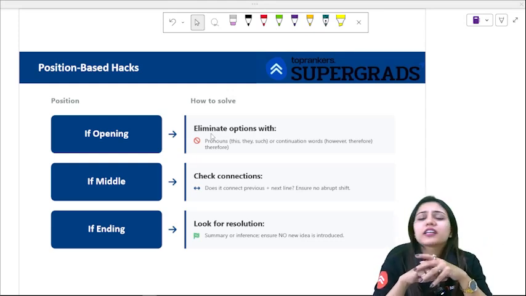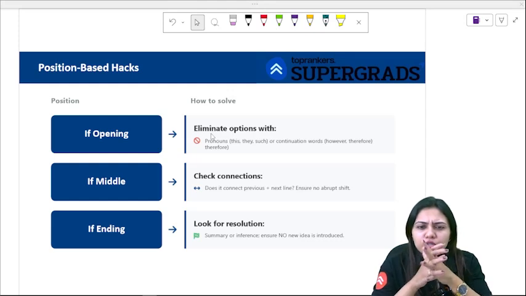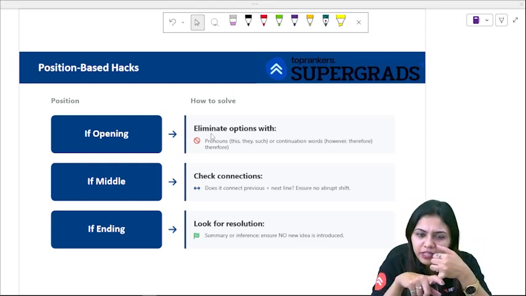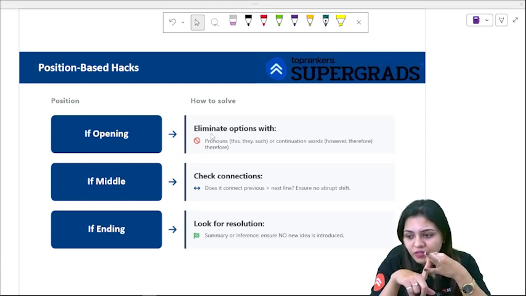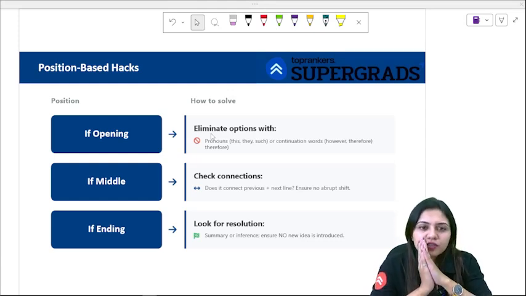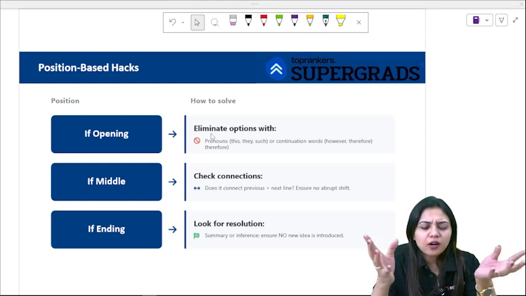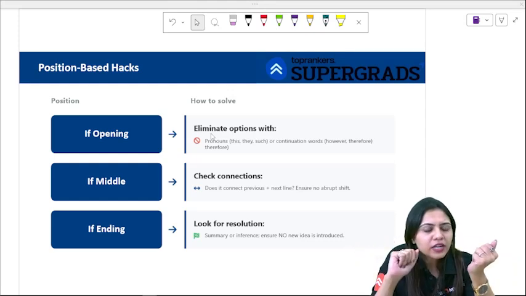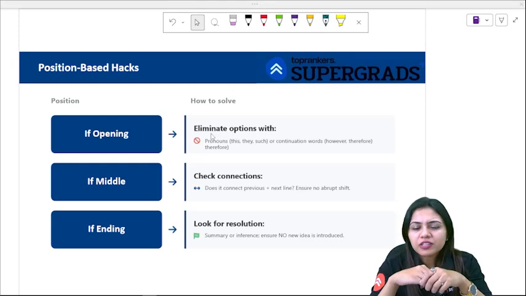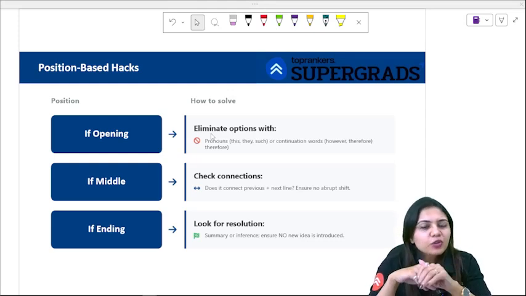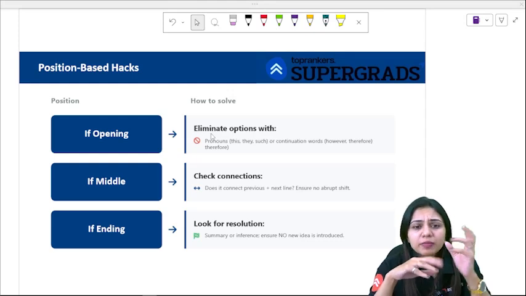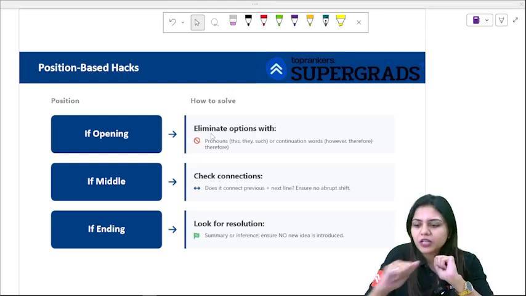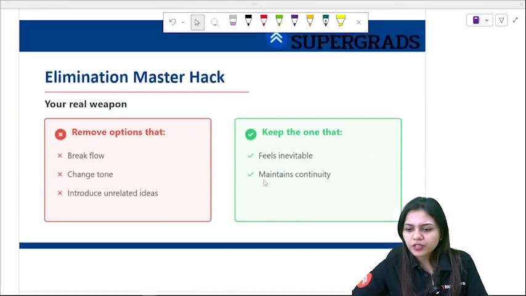And then if it is an ending, look for resolution. Do you get the solution to your problem? Do you get a summary? Do you get some inference? And in order for us to not choose a particular option, you also need to ensure whether it is introducing a new idea. Because if it is introducing a new idea, that cannot be your ending. New ideas are usually introduced in the beginning or in the middle, right? So, taking you to the next one.